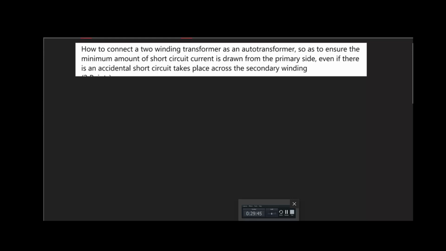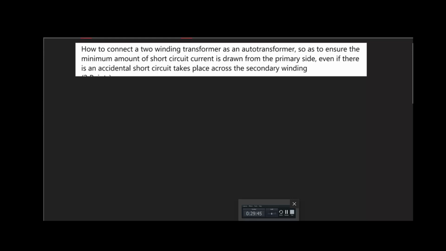first of all, every transformer when it operates in step down mode always draws a small amount of short circuit current in comparison with the step up mode, and that is why we generally conduct the short circuit test on the high voltage side. We short the low voltage side and connect our supply with the high voltage side. So similarly, if we want to minimize the short circuit loss, obviously the auto transformer should be operated in step down mode.